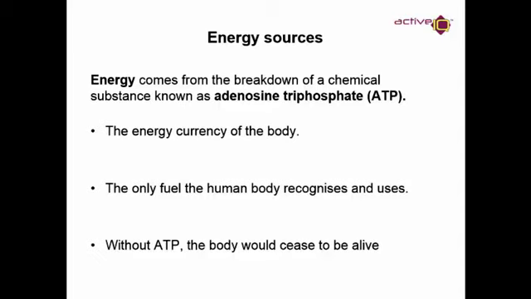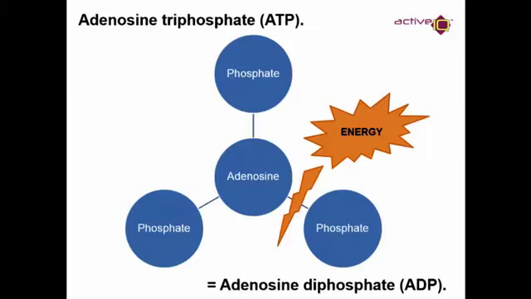And ATP is the energy currency of the body. The body only recognises ATP, and it's the only thing it can use for energy. The body can't use glycogen for energy. It can't use fat for energy. These things have to go through a process and be converted to ATP so that we can use them to create energy. And as we said right at the start of the presentation, if we couldn't create ATP, we couldn't create energy in the body, we'd cease to be alive.